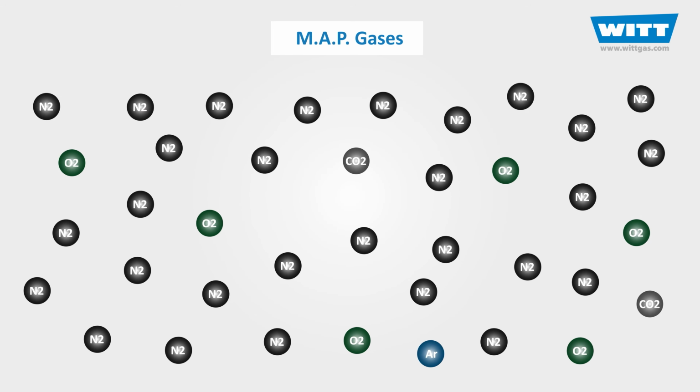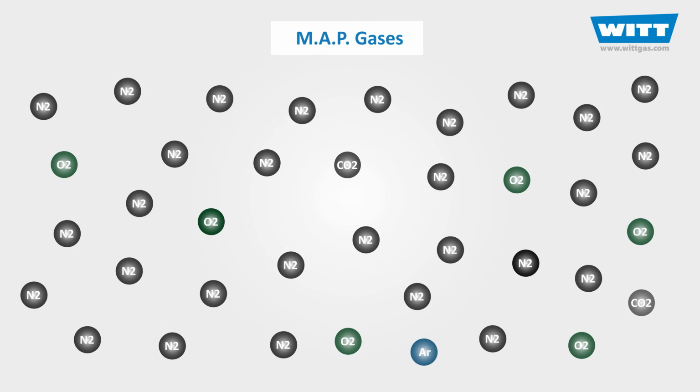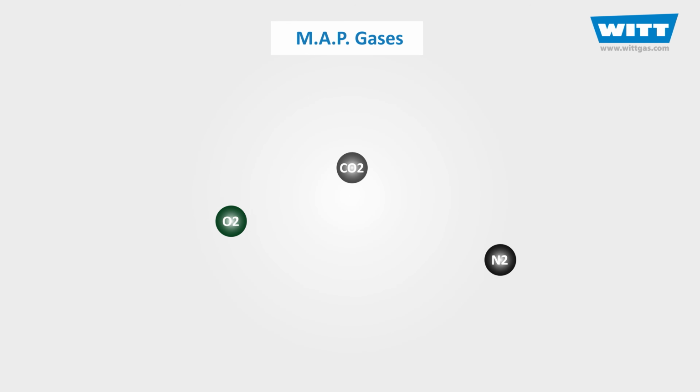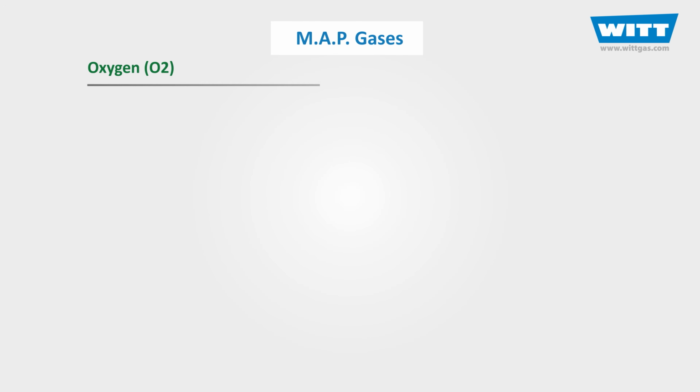So what are these gases we use for M.A.P.? All of these come from the air. The first one is oxygen. Oxygen, or O2, as we all know, is highly reactive, and most of the common spoilage bacteria, fungi, and chemical and biological reactions require oxygen to live and grow. Therefore, to increase the shelf life of most foods, the pack atmosphere should contain a low concentration of oxygen.